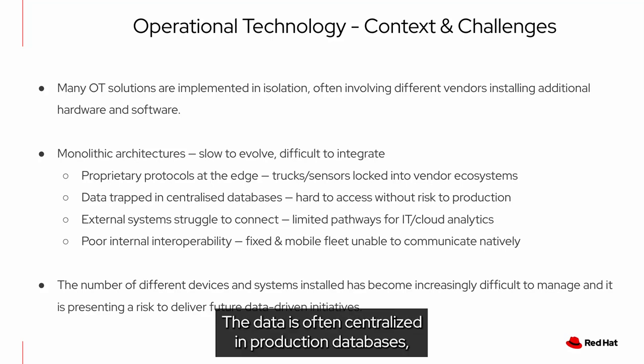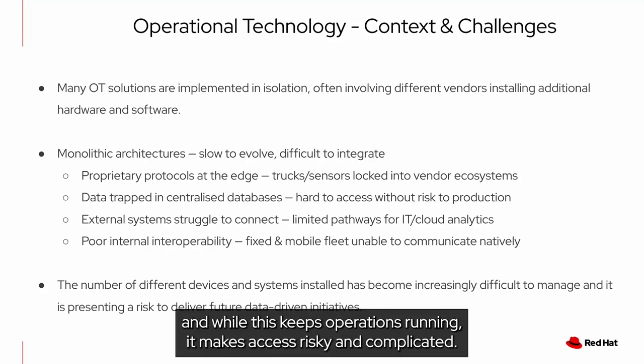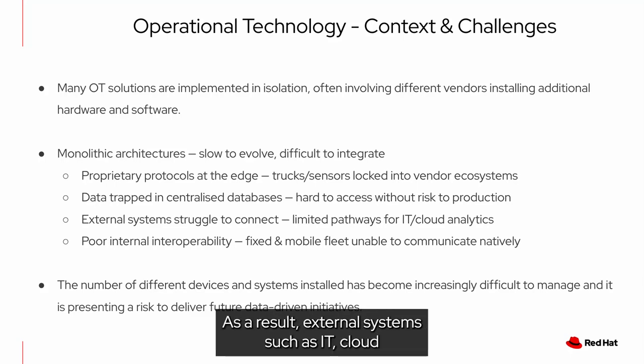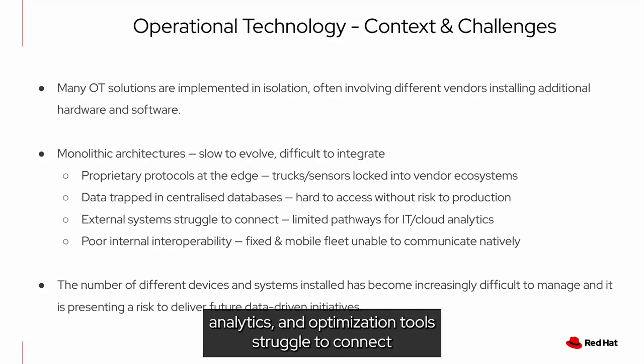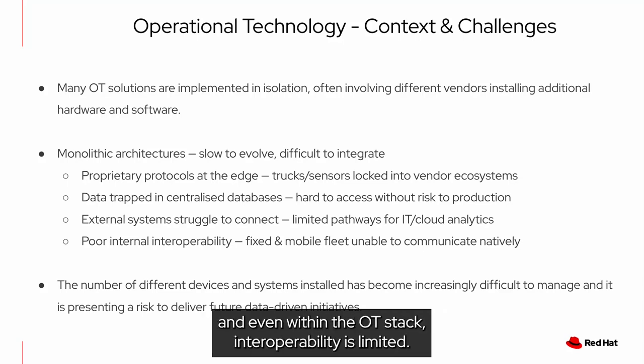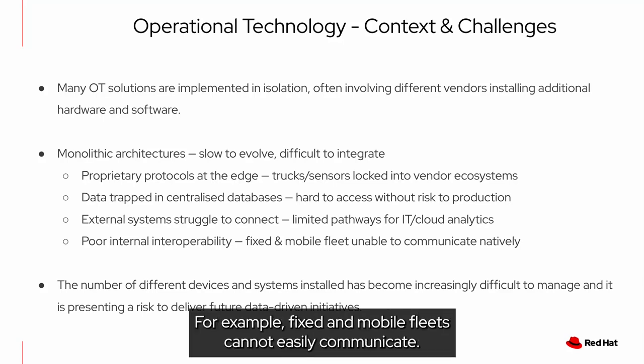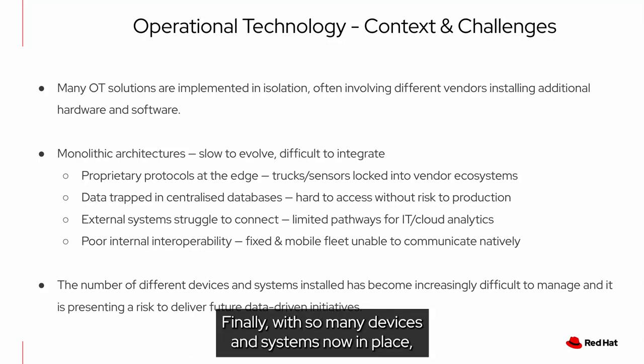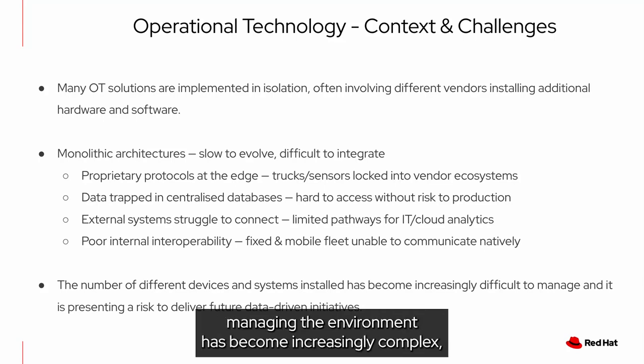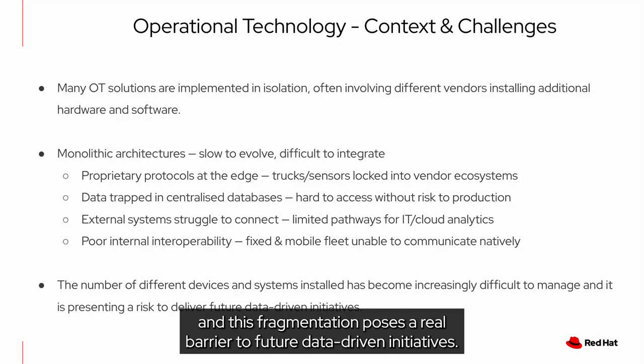The data is often centralized in production databases, and while this keeps operations running, it makes access risky and complicated. As a result, external systems such as IT, cloud analytics, and optimization tools struggle to connect, and even within the OT stack, interoperability is limited. For example, fixed and mobile fleets cannot easily communicate. Finally, with so many devices and systems now in place, managing the environment has become increasingly complex, and this fragmentation poses a real barrier to future data-driven initiatives.